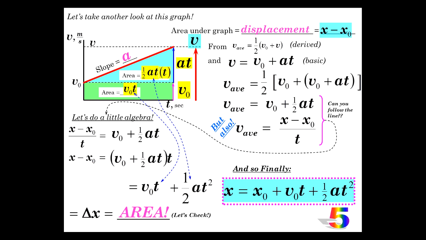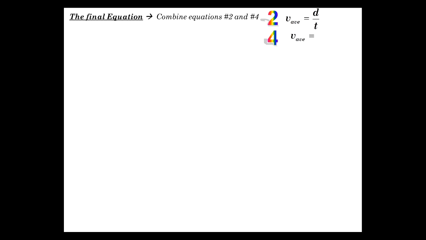And now we have one more final equation to address and define. Okay, so our last equation to solve, and then we'll have the full complement. We'll have in our arsenal everything we need to solve the complex problems I'll be asking you to do. What we're going to do is combine equations 2 and 4. Equation 2, v average is displacement over time. Equation 4 was the first derived equation, 1/2 (v0 plus v), the average velocity undergoing uniform acceleration.